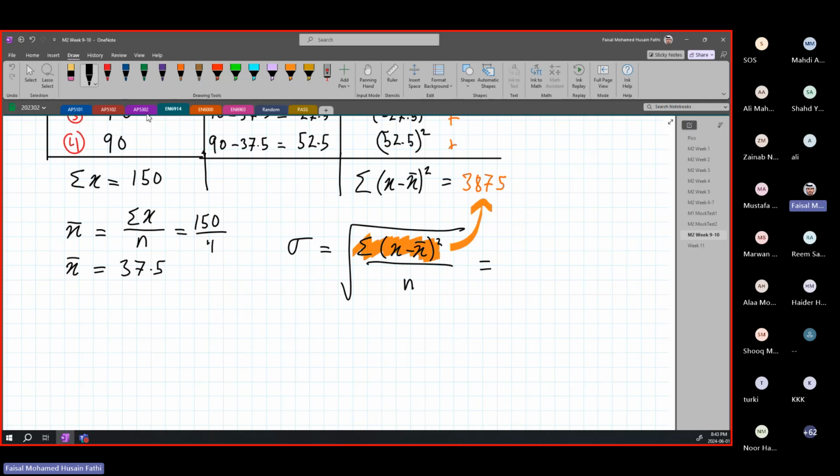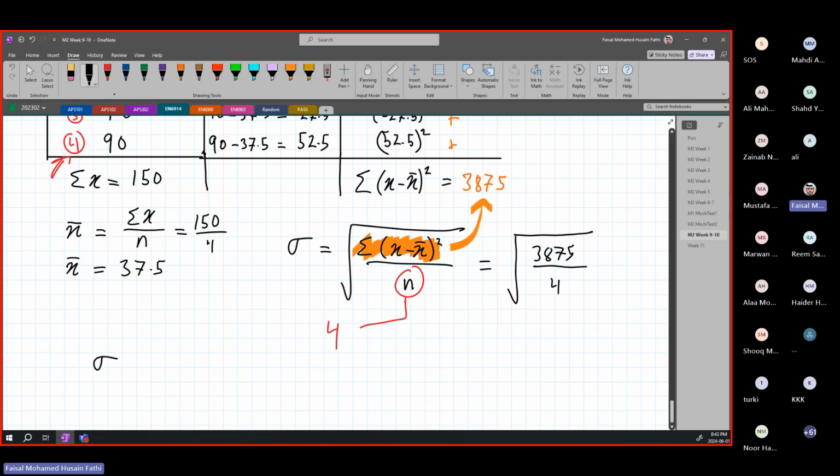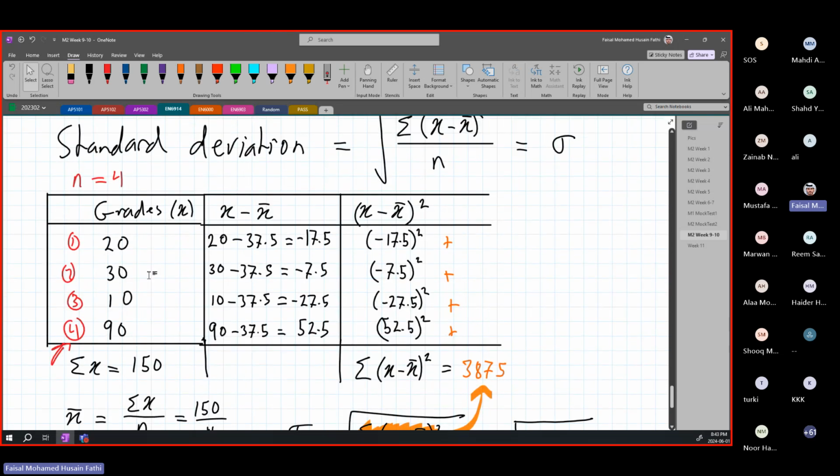So it's going to be equal to, and this value n, we found it earlier to be 4. Okay, from here, the total number of numbers we have. So this is going to be the square root of 3875 divided by our n, which is 4. So sigma is equal to the square root of 3875 divided by 4, which is equal to 31.125.